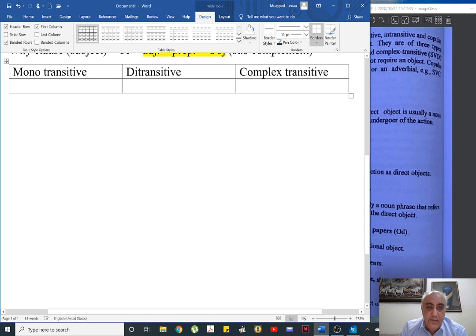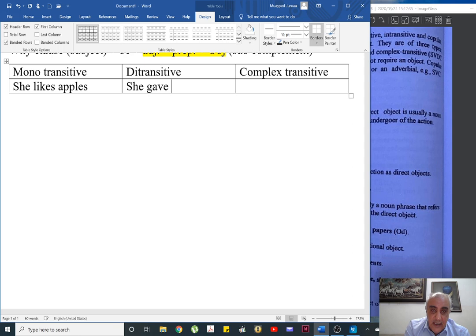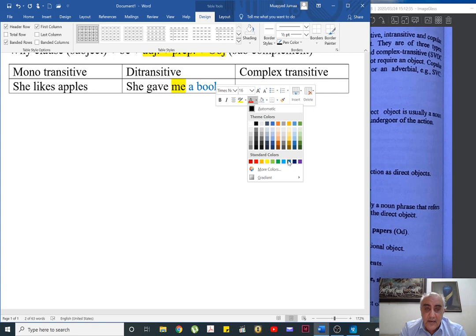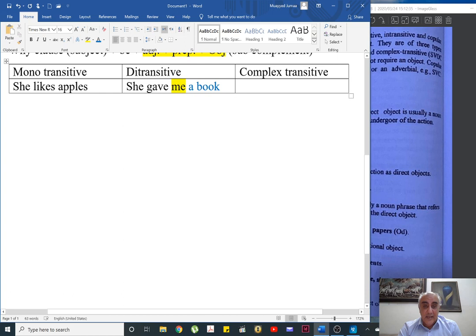Okay, نجي نفس الجملة هاي. She likes apples. Okay, she likes apples. Now, ال ditransitive ال verb which takes two objects. She gave me a book. Okay, she gave me a book. Now, we have she, subject, gave is the verb, and me is the first object, okay, and a book is the second object, all right. Now, the first object usually is called indirect object. This is called indirect object, and a book is called direct object.